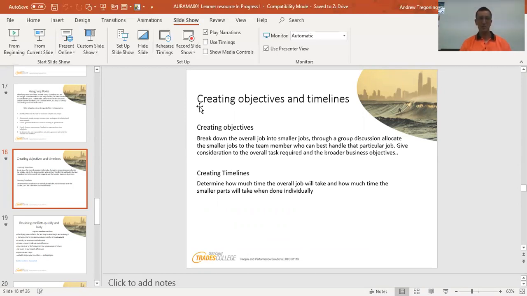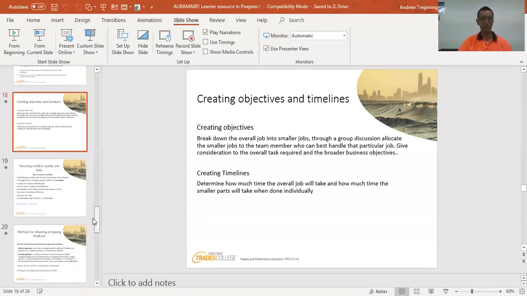Creating timelines is the next heading we've got here. That would be a matter of determining how much time the overall job will take and how much time the smaller parts will take when done individually. So the timeline is a crucial part of objectives and goal setting as well. It needs to be, or typically is, limited by time.